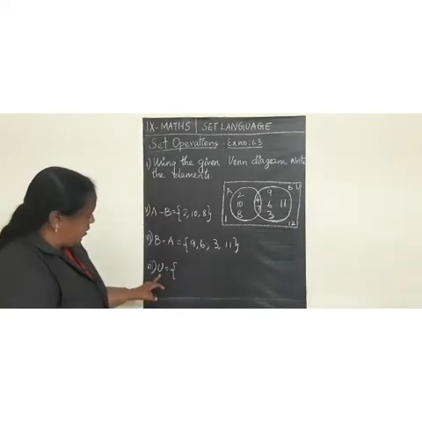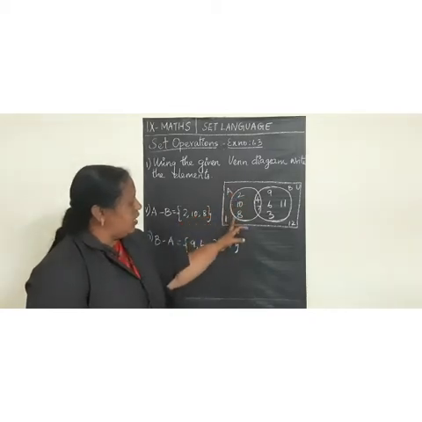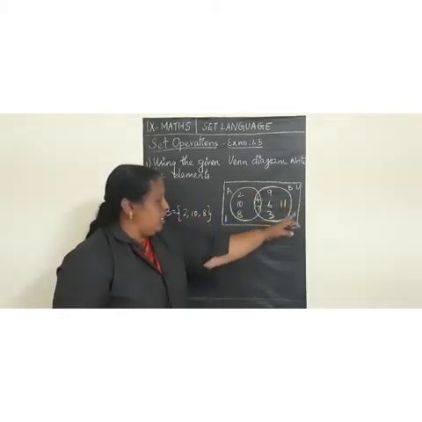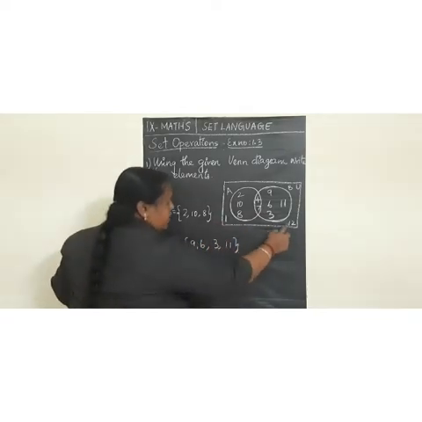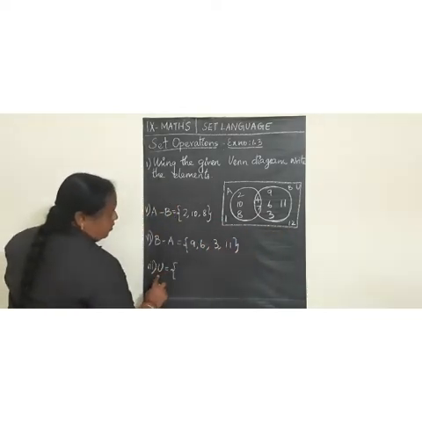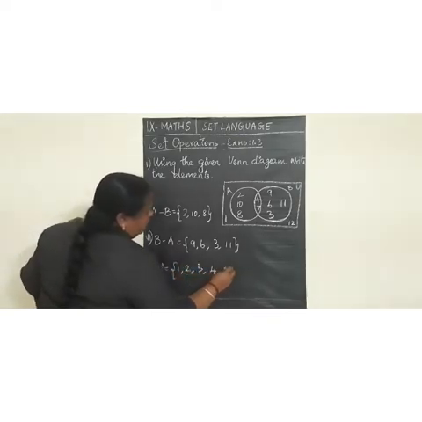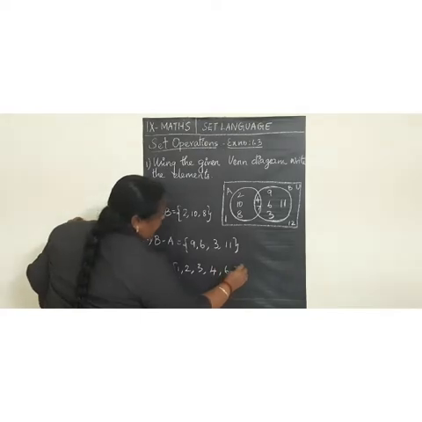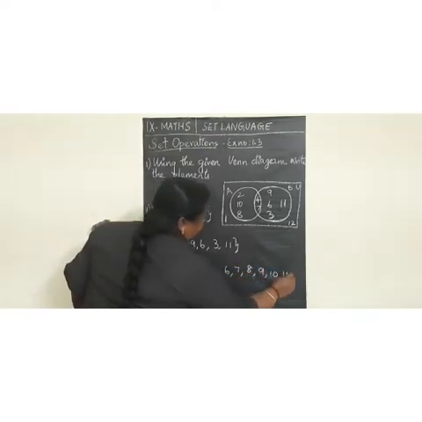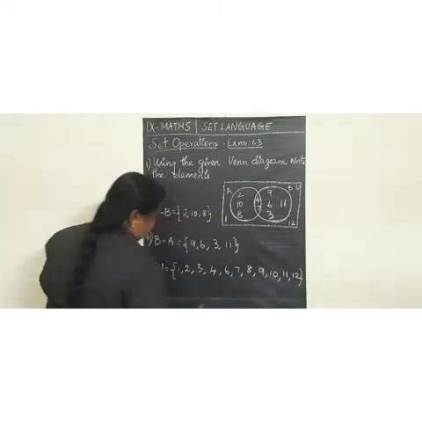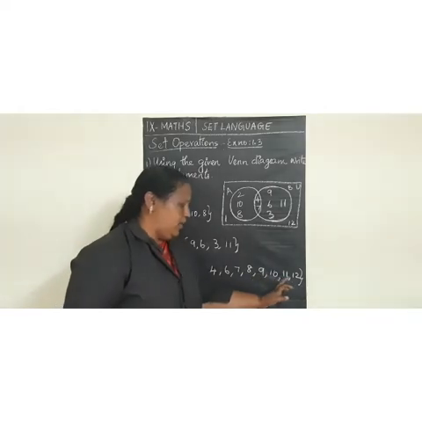Next we have to write U. U means the universal set. The universal set means the set which contains the elements in A and B, and apart from A and B some other elements will also be there. That also we have to write. So U is equal to 1, 2, 3, 4, 6, 7, 8, 9, 10, 11, 12.